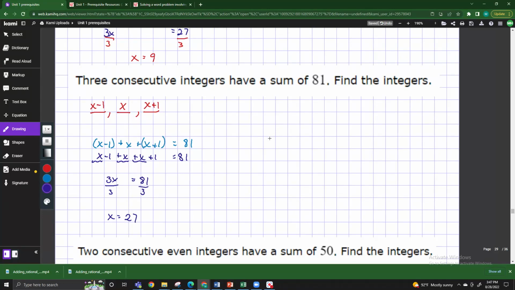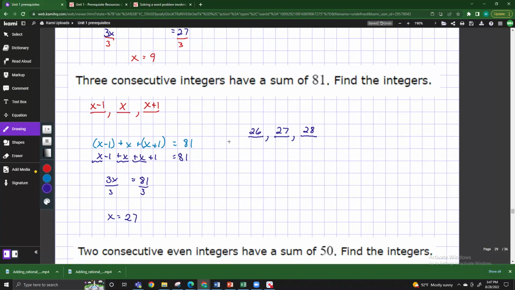All right, so that means my 3 numbers, there's nothing special about them, they're just plain old numbers, so this is 27. The next number will be 28, and the number before it will be 26. And if I add all those up together, I will have 81.